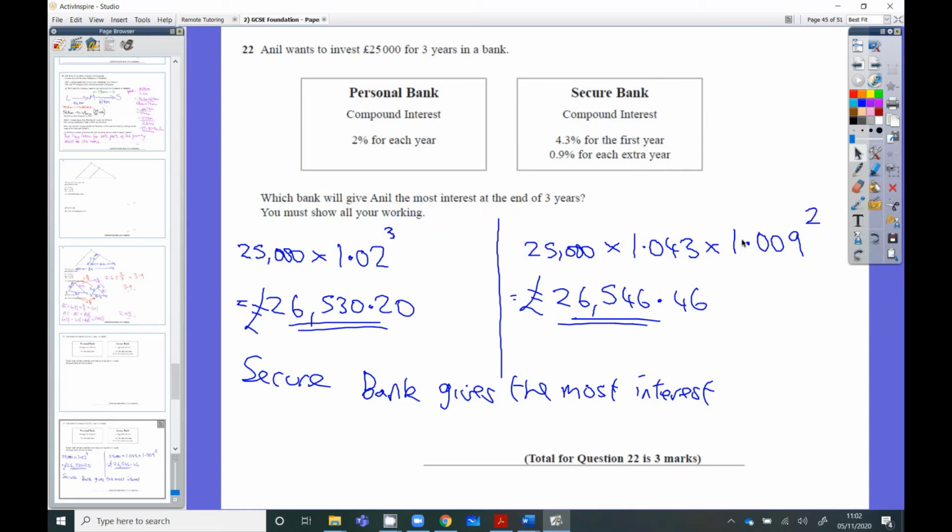Now popping that into our calculator, we get this. So we can see that Secure Bank just gives us the most interest. It's giving us about another £16 or so.